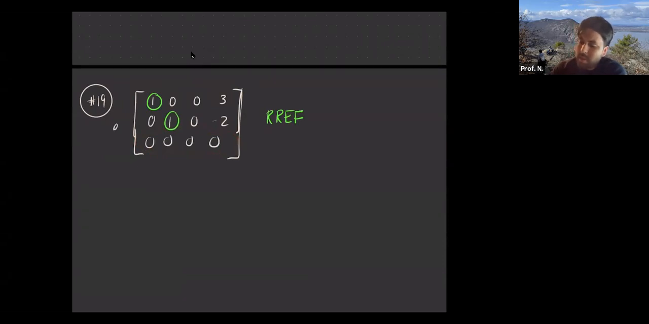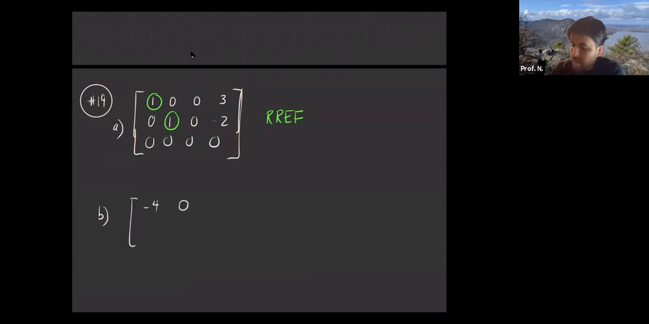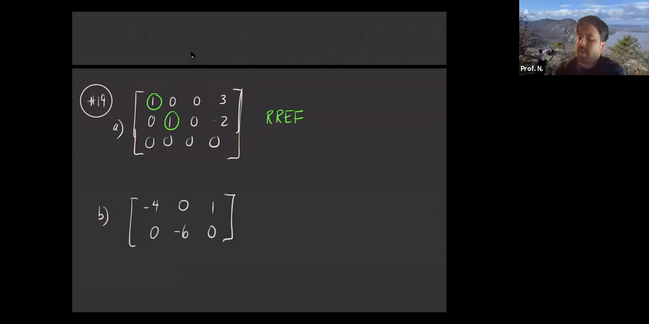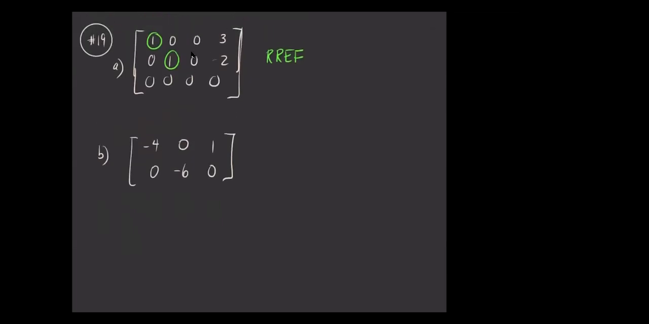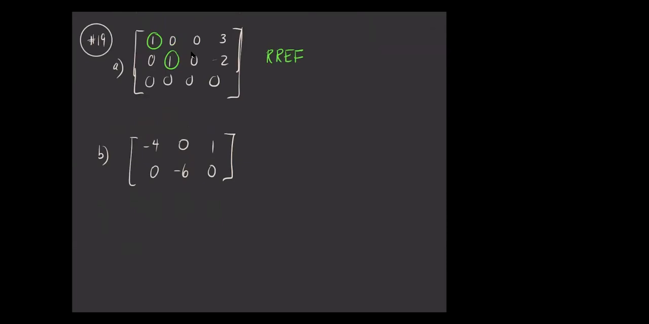Okay, next one. The next one is -4, -4, 0, 1. Row 2 is 0, -6, 0. That's in neither because there are no leading ones. So it's not in echelon form at all.